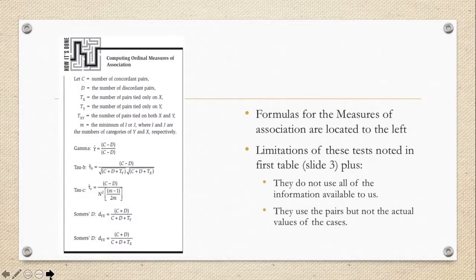The gamma tests, just like the lambda and the phi, are all focusing on a comparison of these concordant, discordant, and in some cases tied pairs. The formulas are located here. You've got the formulas in your book. I'm really not going to spend any time on this.